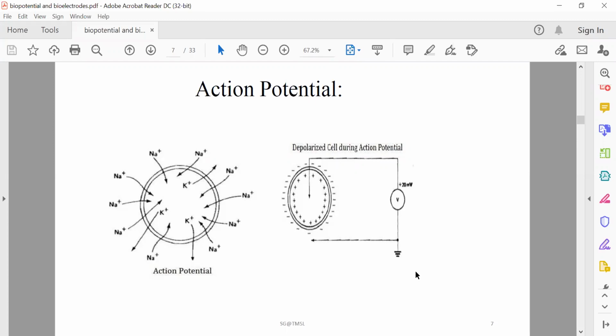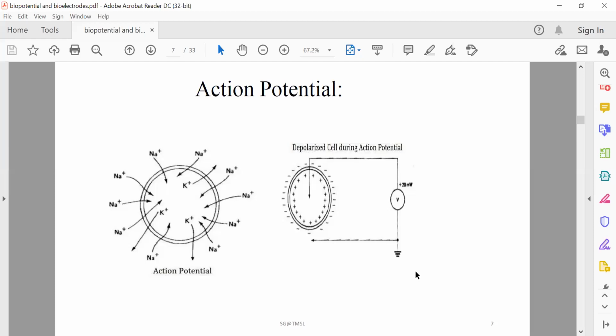Now this movement of sodium ions into the cell further accelerates the entry of more sodium ions. This leads to a rush of sodium ions inside the cell, whereas potassium ions try to go outside but are unable to get out that fast. The net result is a slightly higher potential inside the cell. This potential is known as the action potential, which can be approximately plus 20 millivolts.